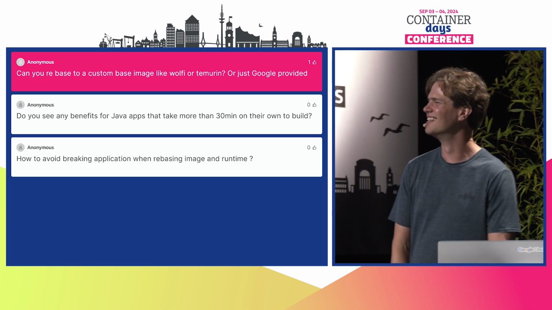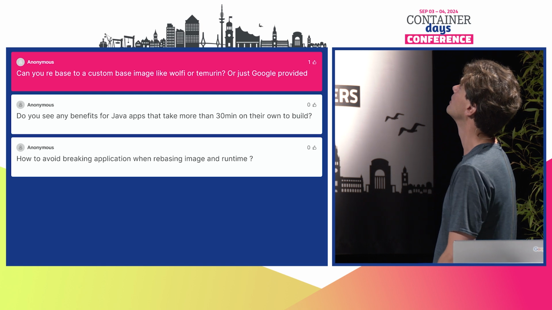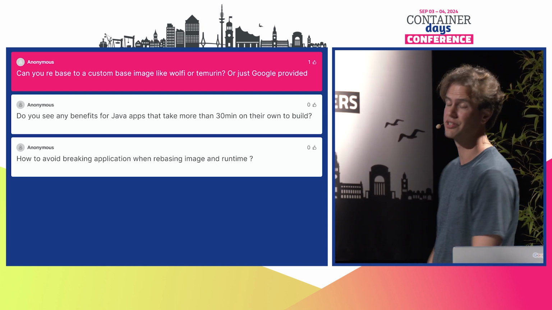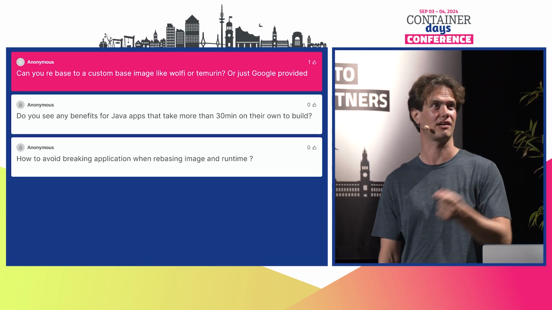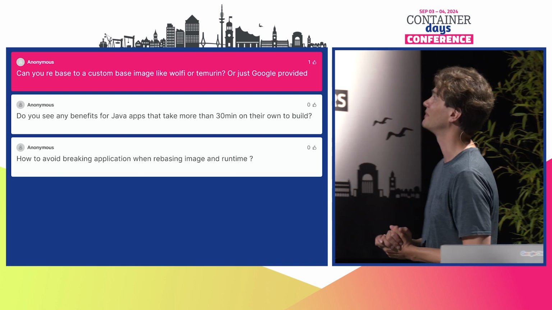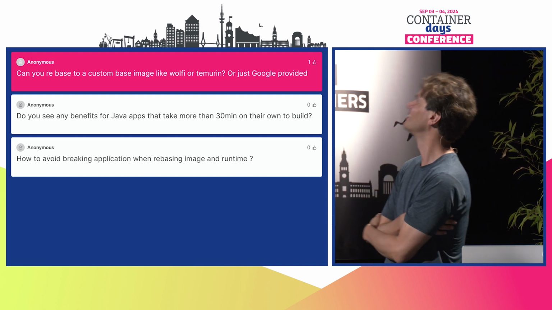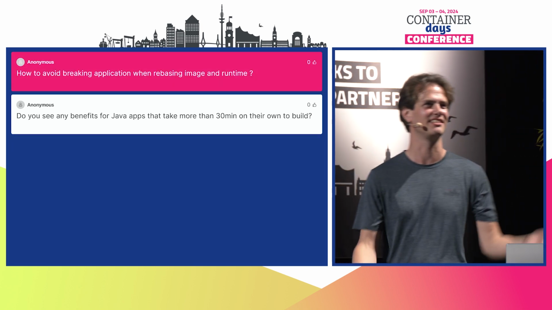Can you rebase to a custom base image like Wolfi or Temurin, or just Google provided? If you're into using the Google buildpacks, it probably makes sense to also use our base images. But I know, try. It would be possible. You can put in any base image there, right? You can rebase onto scratch and see if it starts.